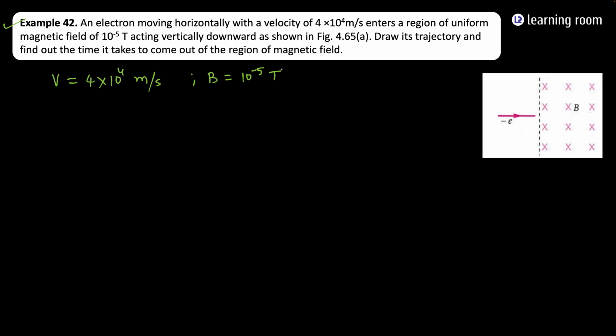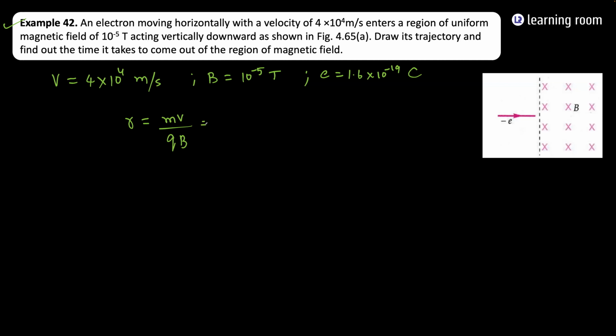And what is the particle? It is going to be an electron, which is 1.6 into 10 power minus 19 Coulomb. Draw its trajectory and find out the time it takes to come out of the region of the magnetic field. So what is going to be the radius of the circular path? Since it is entering perpendicular to the magnetic field, what is going to be the radius? So R is equal to mv divided by qB.